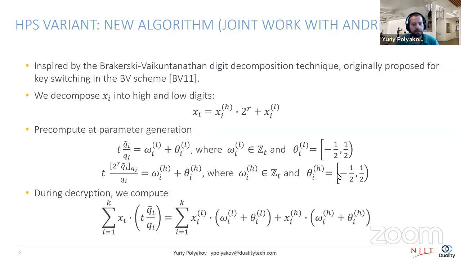Essentially the same idea. The high-level goal is to reduce the magnitude of xi, which would be 60 bits in the previous case, to something, let's say, like 30 bits in this case, if we split it. So that's the high-level idea. And after this, during decryption, we have to compute slightly more. It looks like slightly more. In reality, it's comparable to what we previously had.